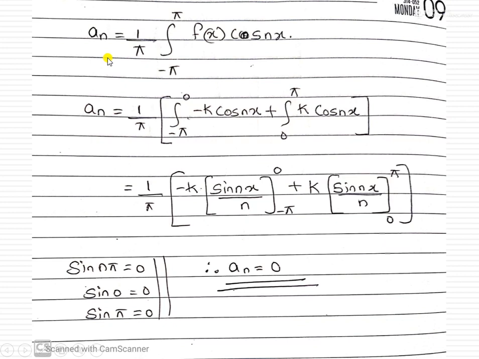Next we have to find an, equal to 1 by pi integral minus pi to pi f of x cos nx. Here also an equal to 1 by pi integral minus pi to 0 minus k cos nx dx plus integral 0 to pi k cos nx dx, and by integrating and applying limits we can see that sin n pi equal to 0, that is sin 0 equal to 0 and sin pi equal to 0. Applying the upper limit and lower limit we get sin n pi and sin 0 equal to 0, therefore an equal to 0.